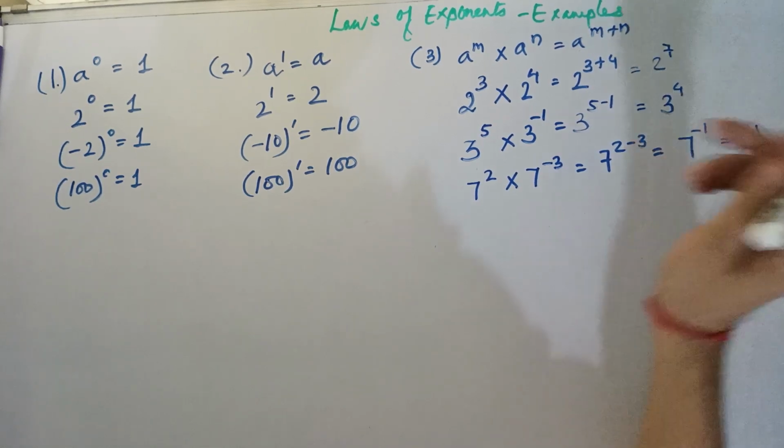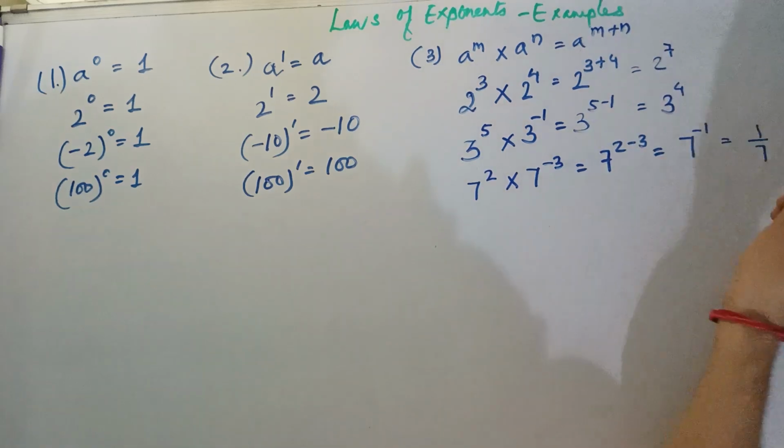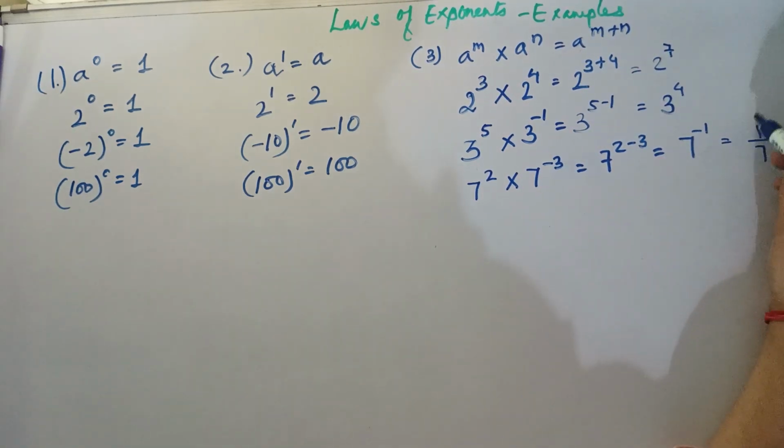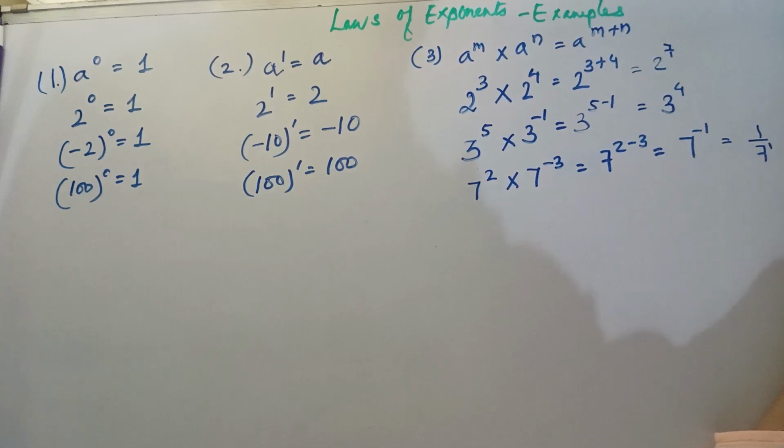We have already studied this in our laws section. In that video, we have seen that any number with a negative power travels to the denominator, and the sign changes. That is, if a raised to minus n, then a raised to n travels to the denominator. That is why, because 7 raised to 1 is 7 only, I can write 1 upon 7 here.